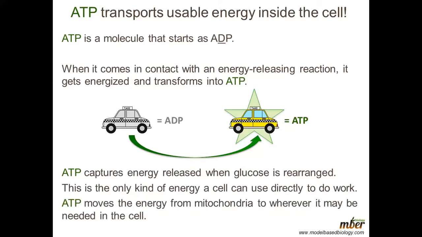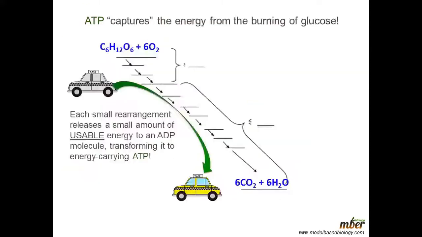ATP moves the energy from mitochondria to wherever it may be needed in the cell. So you can imagine this is a vital part of the cell. And also I want you to think about how this was discovered. It was not one person, one lab. It was hundreds, thousands of people in laboratories trying to figure out all of this stuff. So this was really a tremendous amount of work over decades of figuring this out.